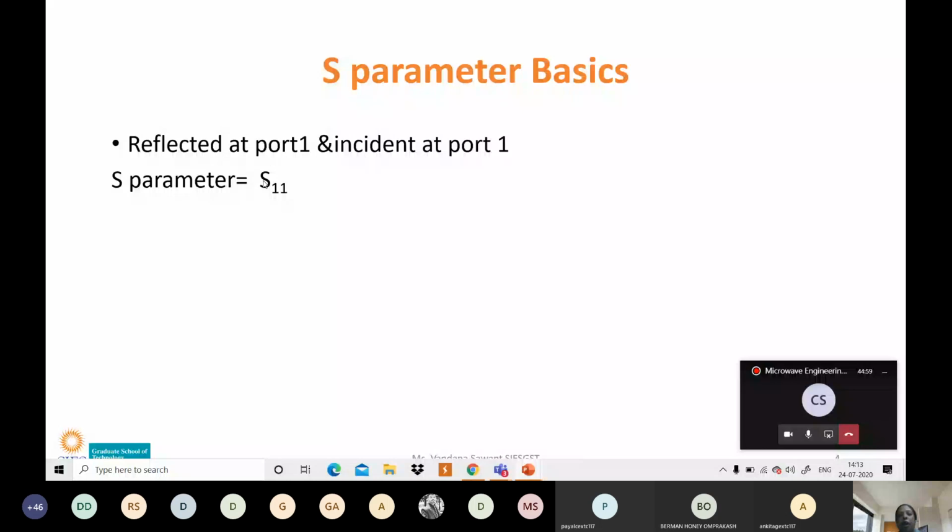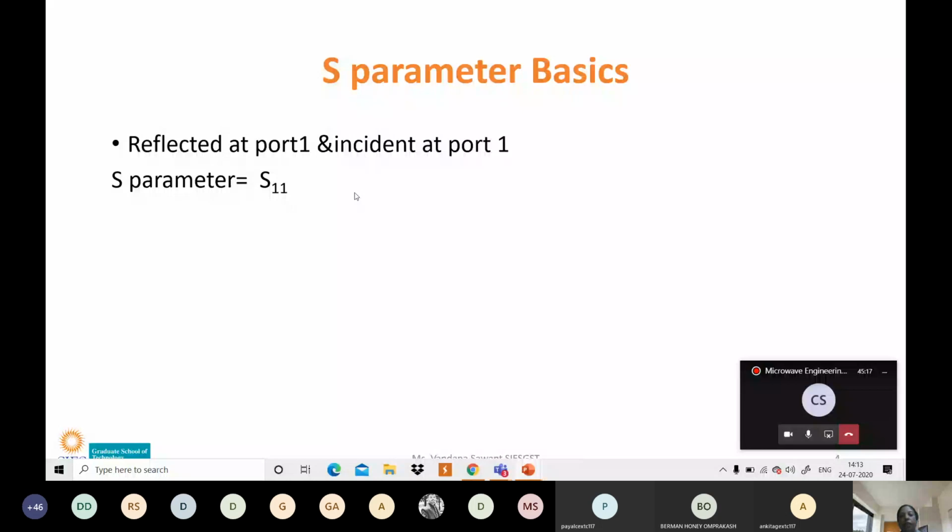So I will write this 1 after S, and the incident signal is also at port 1. So I will write the second one after this first one. All of you got it? Now we will try to write it for different situations for a two-port network.